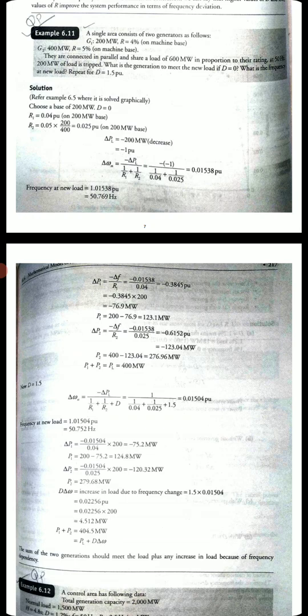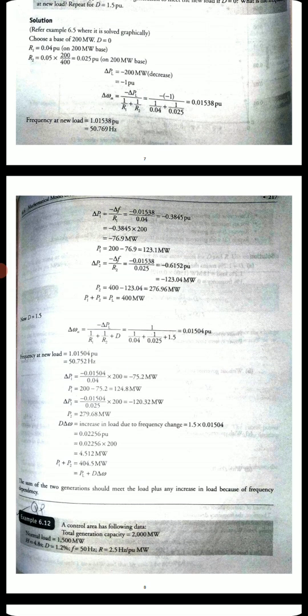Same thing we can calculate delta P2. We will get the P2. Now D delta omega, the increase in the load due to the frequency change, we will get 0.02256 per unit. Base is 200 multiplied by that, we will get 4.512 megawatt. P1 plus P2 is already known, 404.5 megawatt, and if we add PL plus the D delta omega, the sum of the two generators should meet the load plus any increase in the load because of the frequency dependency.